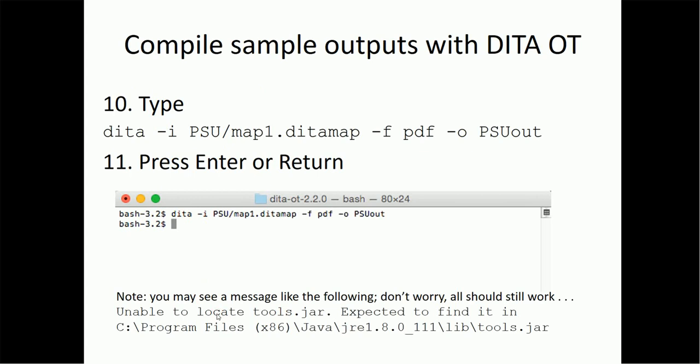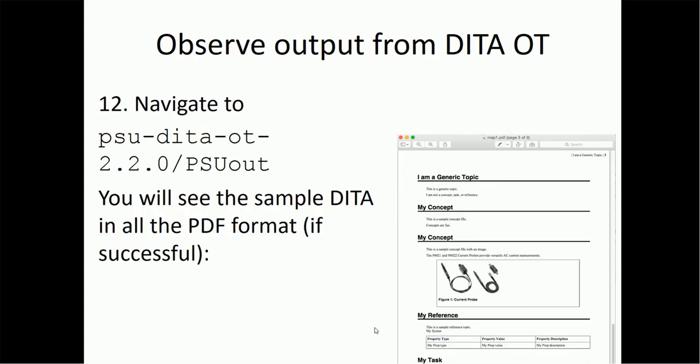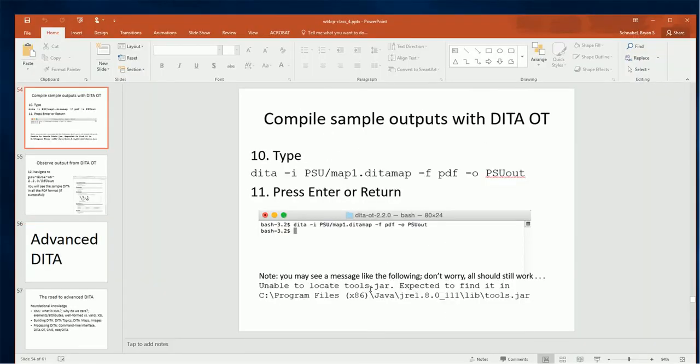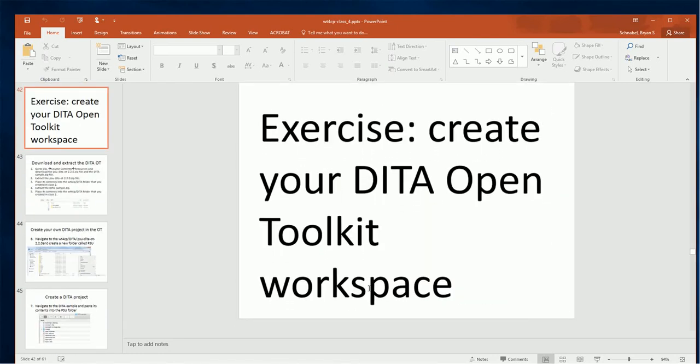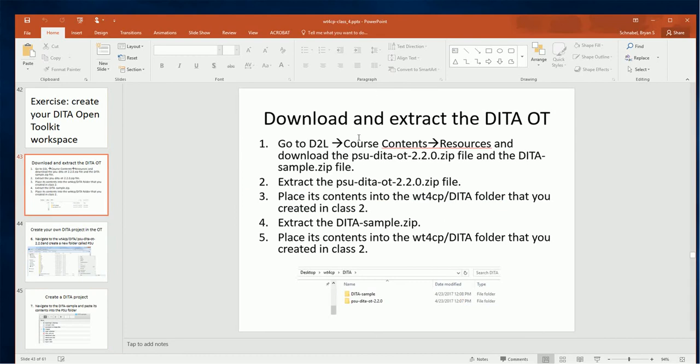Okay, so then we're going to want to compile the sample, so we'll change directories there. We'll just type this command line, and then we will press return. We may see this error message. If so, don't worry about it. And then we will observe the output. So let's go with that. We'll start here on step 1, and I will do all of these things too. So here we are, step 1. We'll download.